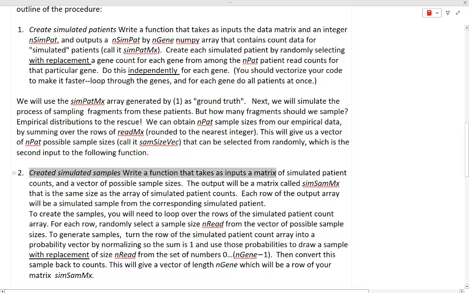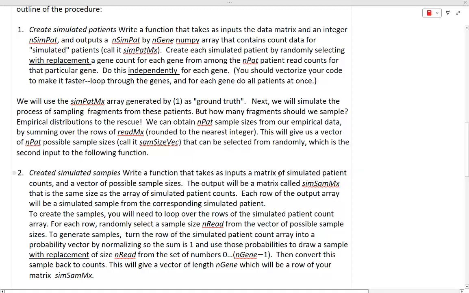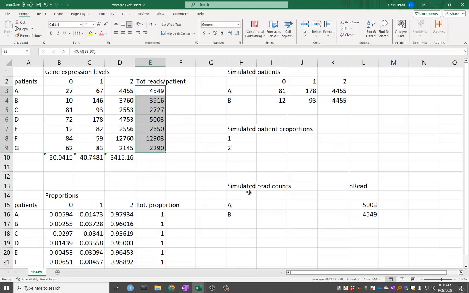So write a function that takes as inputs a matrix of simulated patient counts and a vector of possible sample size. When I say matrix here, I mean an array. Whenever I say matrix, I really mean an array. So this is also an array. The output would be an array called SimSam matrix that's the same size as the array of simulated patient counts. So that's this array down here. This is what would be called SimSam matrix.